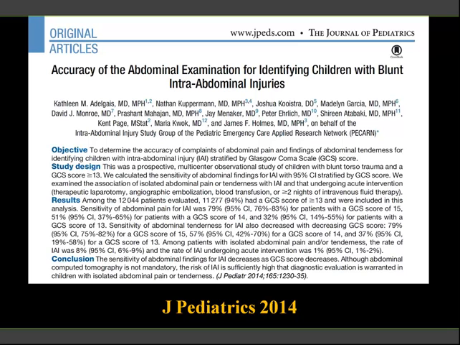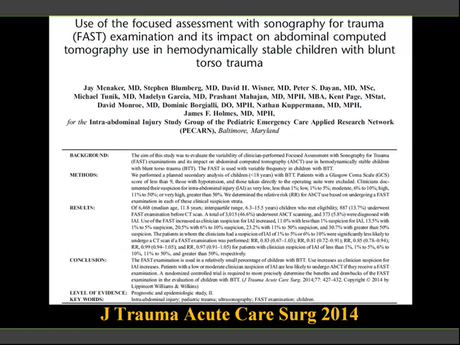So what is the accuracy of the abdominal physical exam in identifying children with blunt intra-abdominal injuries? Another paper recently published. I think it's a clinical call, and we need to be responsive to our clinical colleagues. If they feel that cross-sectional imaging is indicated, we should do the CT scan, which is the most reliable test, although some papers have recently validated the use of FAST ultrasound in this clinical context.